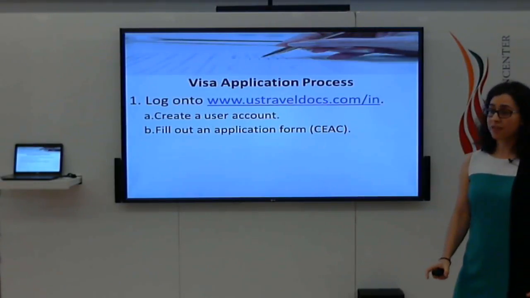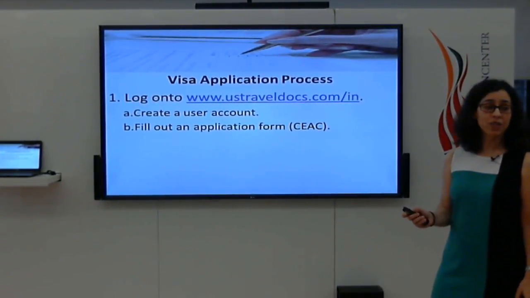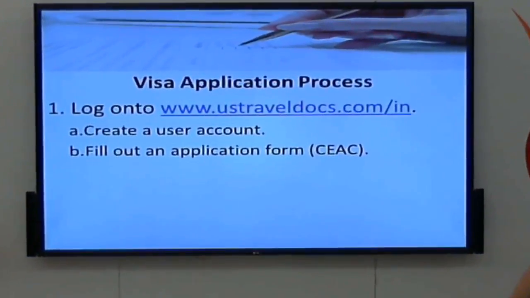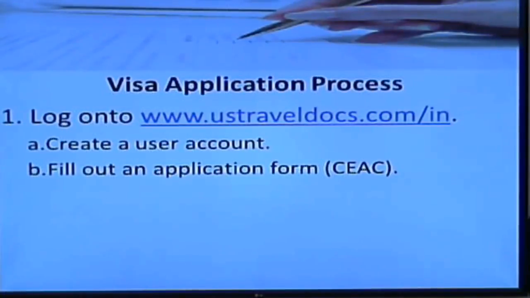So the specifics of the visa application process. The very first thing that you do is go to ustraveldocs.com/IN. This is where you're going to create your user account, and this is where you will fill out our actual visa application. It's simple, it's straightforward. It's going to ask for your biographical information, your educational history, your travel history. Just go through and fill everything out.